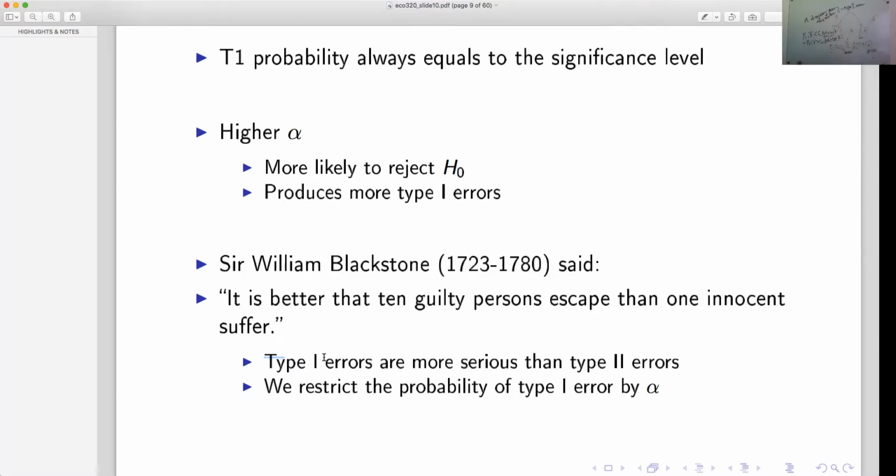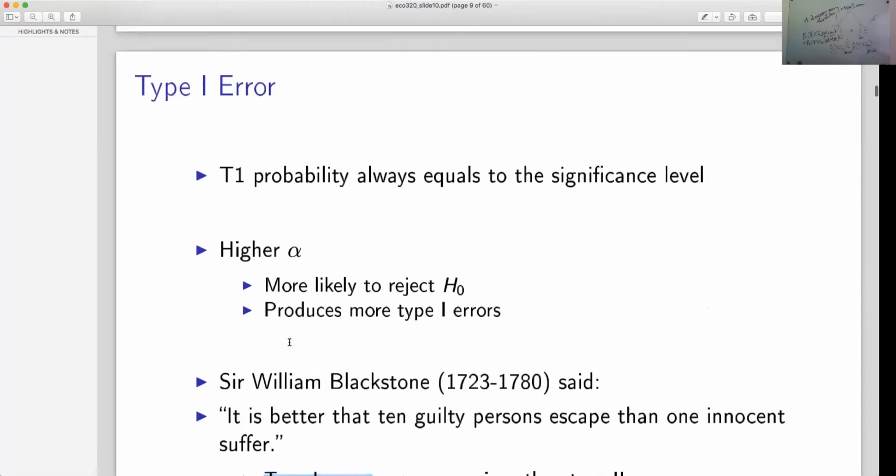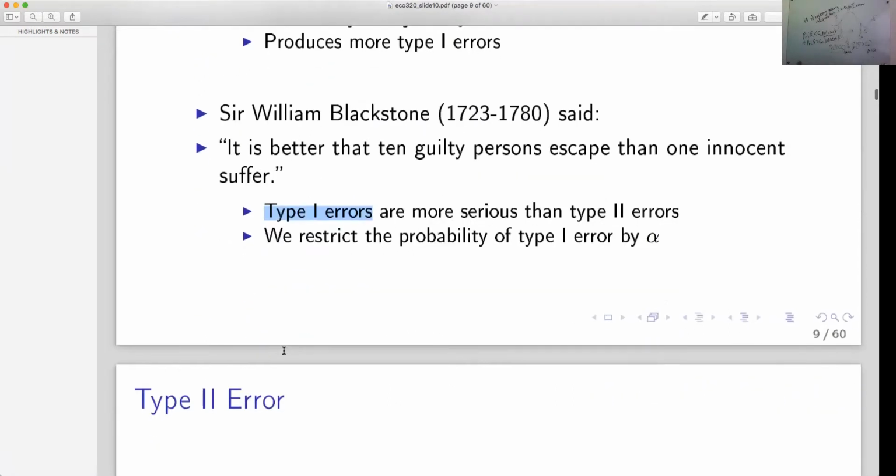That's why in the medical literature, or when they do medical treatment research, they take it seriously, and then they might choose alpha at a very low level. Instead of 5%, they might choose 1%, even 0.1 percent.